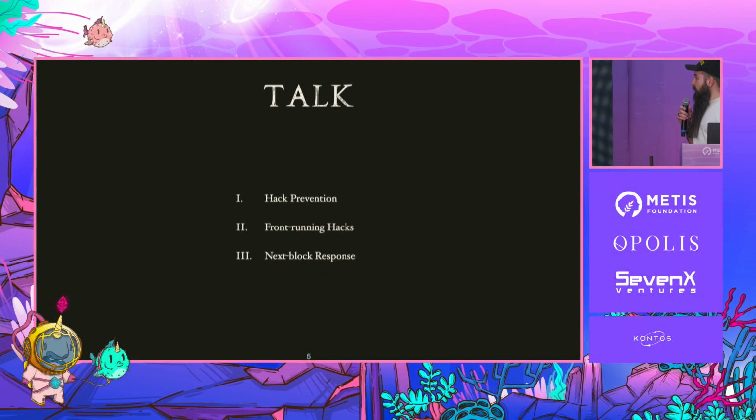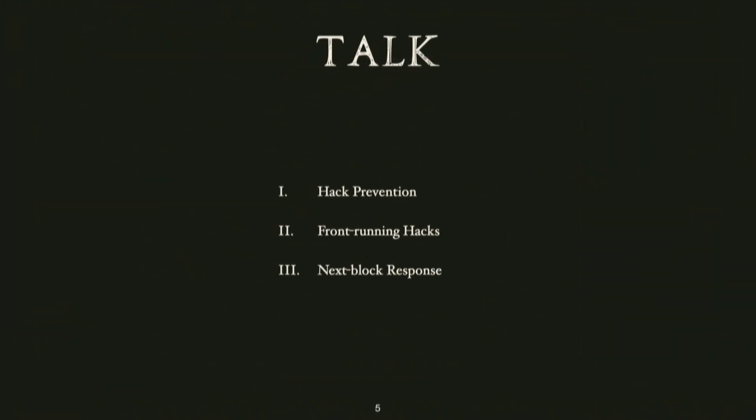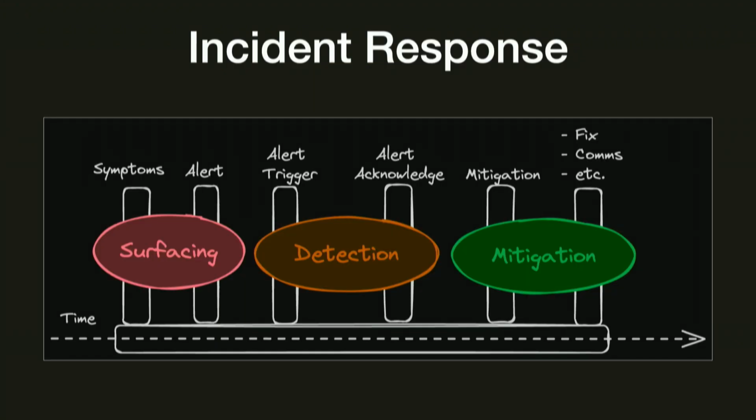And although it's good that we're talking about hack prevention, I feel that we are not viewing the problem from the right lens. So in this talk, I want to first define what hack prevention is, and then talk about the major design schools in hack prevention, which is front-running hacks, or what I call next block response, and why I think both of these solutions are not great.